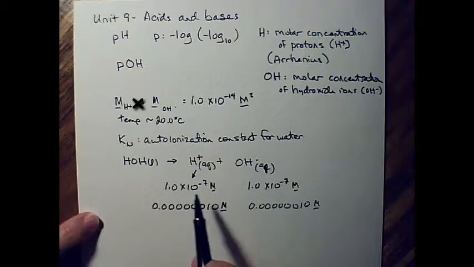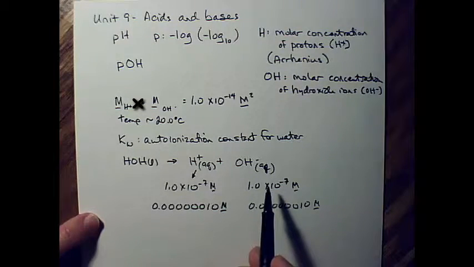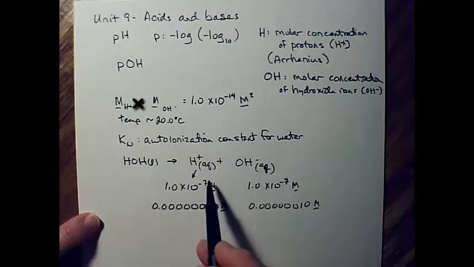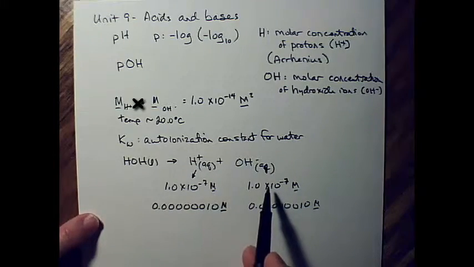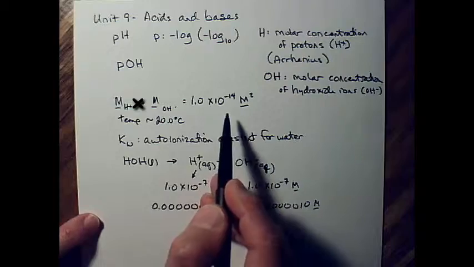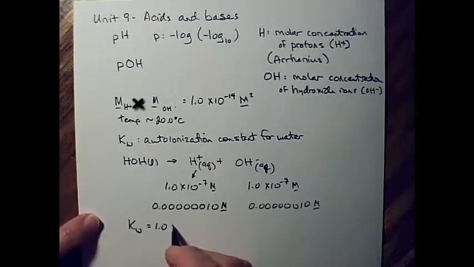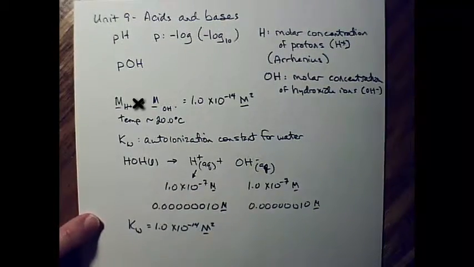If I multiply this times this, what number do I get? You don't even need a calculator for this. You get that number right there. So the molar concentration of hydrogen ions times the molar concentration of hydroxide ions gives you the value of the auto-ionization constant for water. The auto-ionization constant for water has a value of 1.0 times 10 to the negative 14 molar squared.